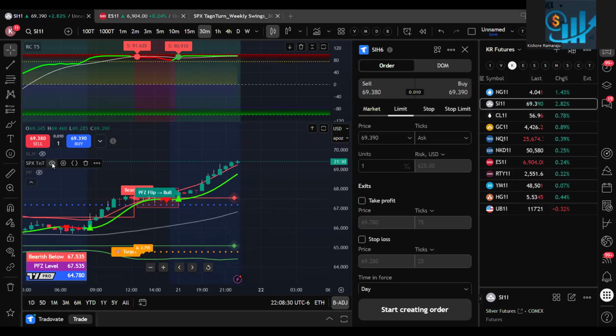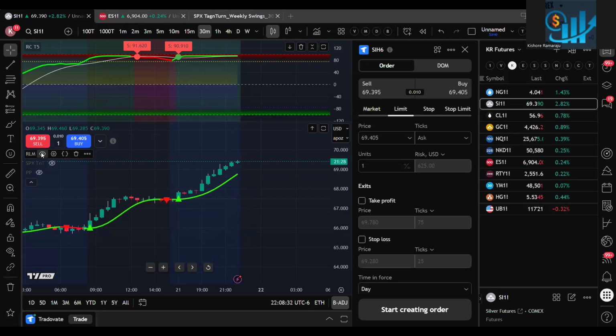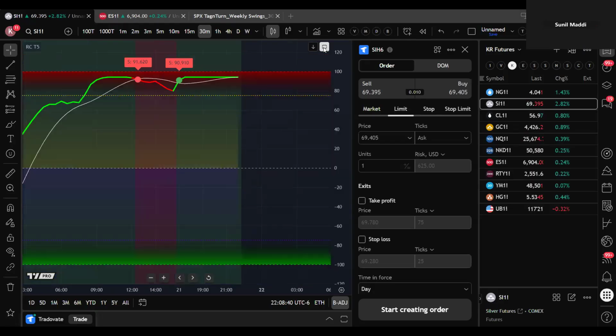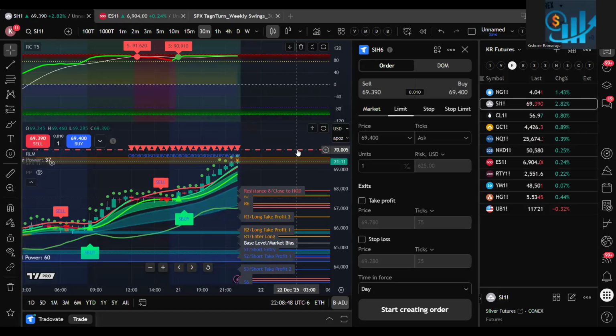As of now, it is definitely overbought. If you see T5, it is consolidating at the top here. So mostly we should see a minimum of 68 either today or tomorrow. So you can see overbought, overbought, overbought.